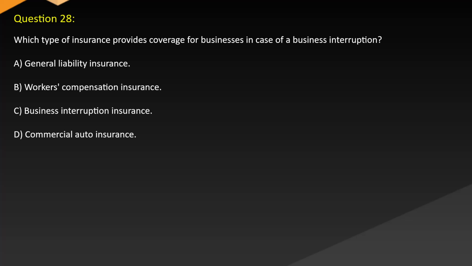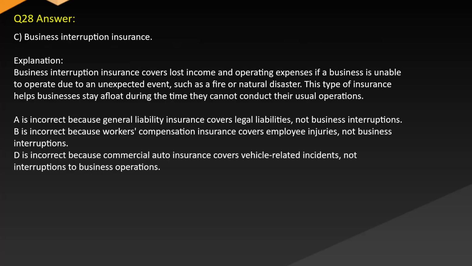Question 28. Which type of insurance provides coverage for businesses in case of a business interruption? A. General liability insurance. B. Workers' compensation insurance. C. Business interruption insurance. D. Commercial auto insurance. Answer: C. Business interruption insurance.